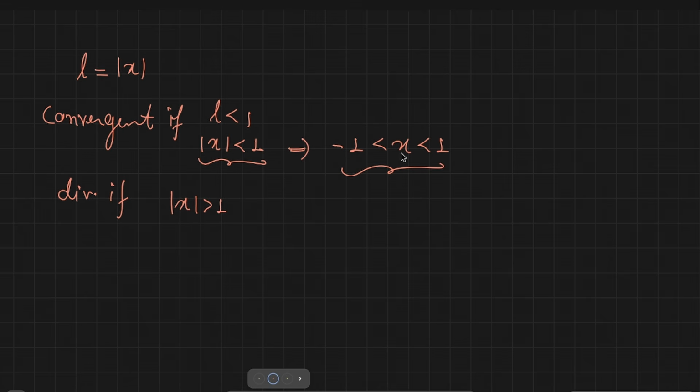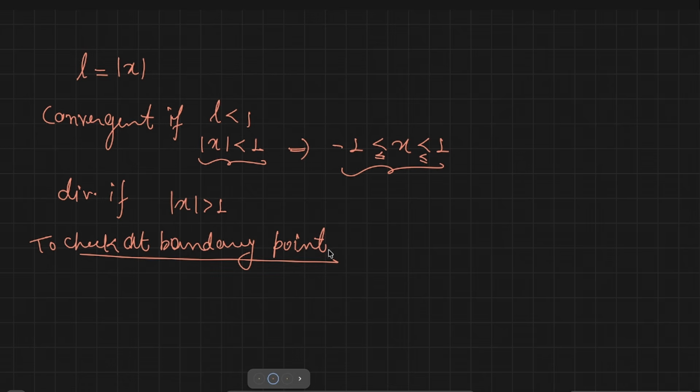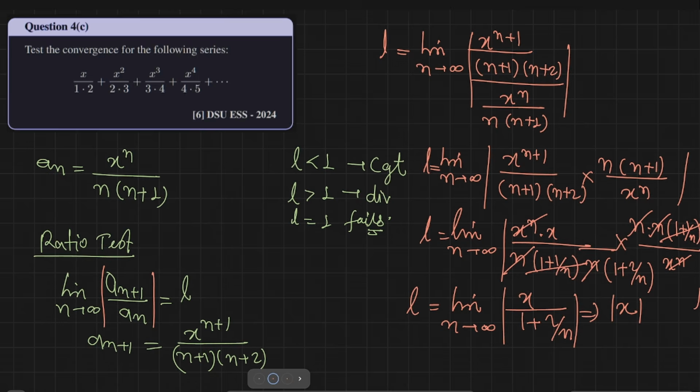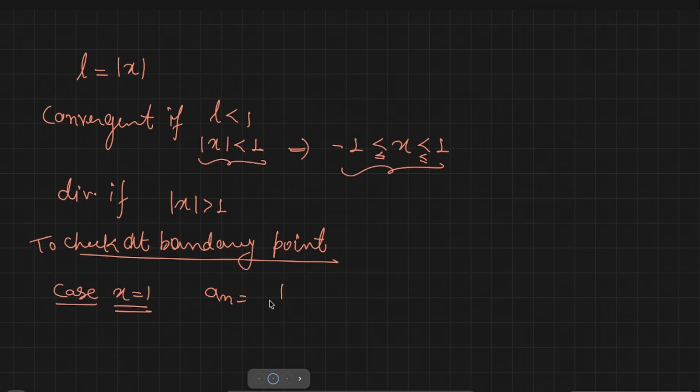But the point is now whether at the boundary points of minus 1 and 1 it is satisfying or not. It means whether it is like this or this, which case is it. To check at boundary points, you have to check whether it is convergent for x equals 1 or x equals minus 1. Now case number 1, x equals 1. If x is equal to 1, what will your series be? Your series will be 1 upon n plus 1. It is basically 1 upon n square plus n.